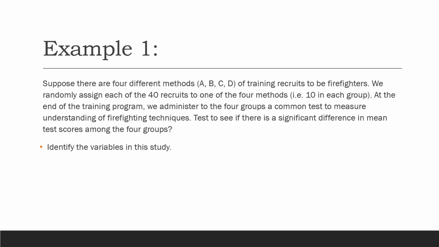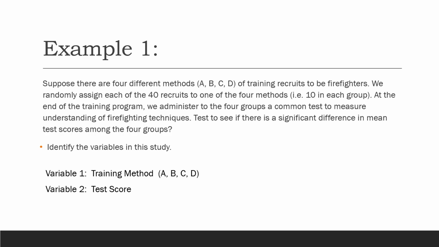I want to identify the variables in this study, right? So we have the groups and then we have the test scores, right? So we have two variables, right? Our first variable is the training method, where we have those categories of A, B, C, and D. And our second variable is the test score. Notice here that I know a lot of times I've seen students confuse the number of groups to be the number of variables. That is not the case.